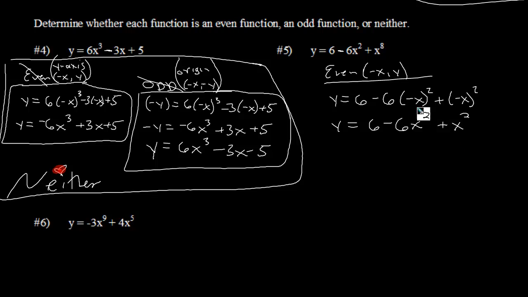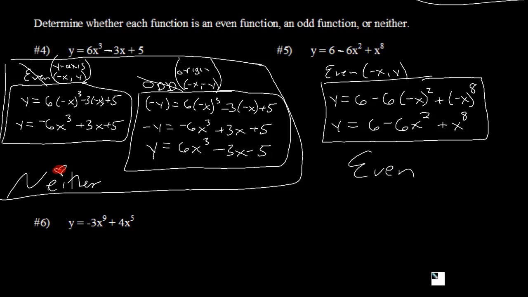Is that the same as the original? Oh, I made a mistake, ladies and gentlemen. This is supposed to be an 8 for an exponent, not a 2. Negative x to the 8th is going to be positive x to the 8th. Is that the same as the original? It sure is. This function is even.